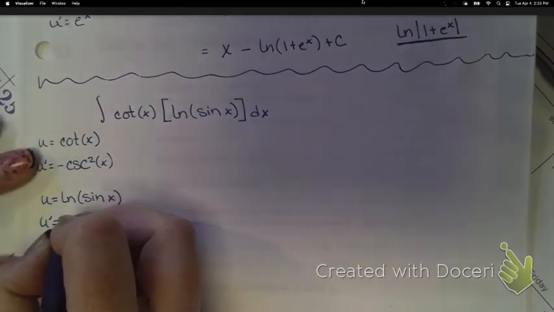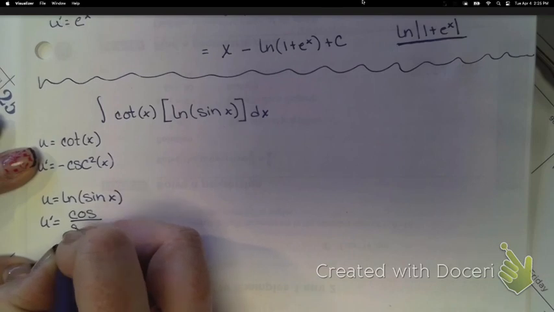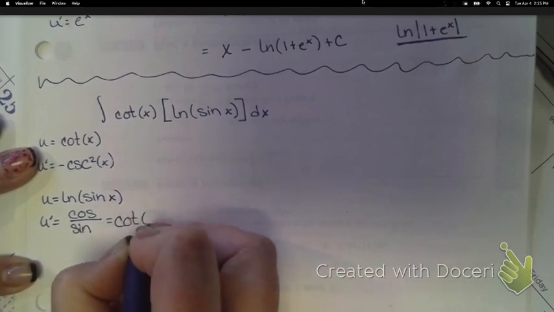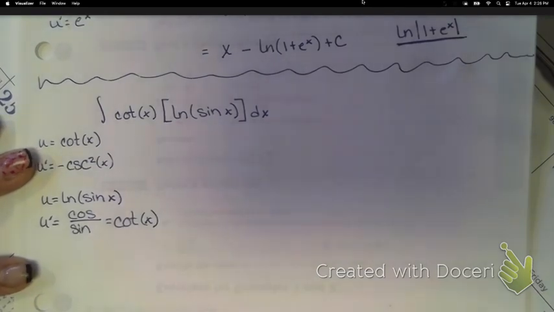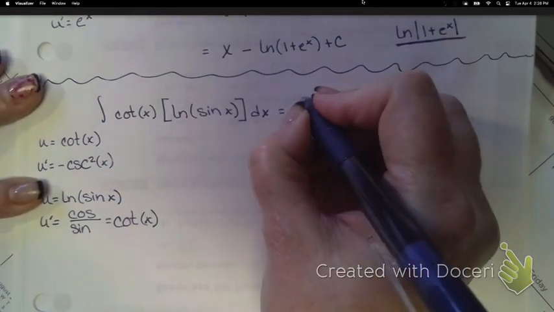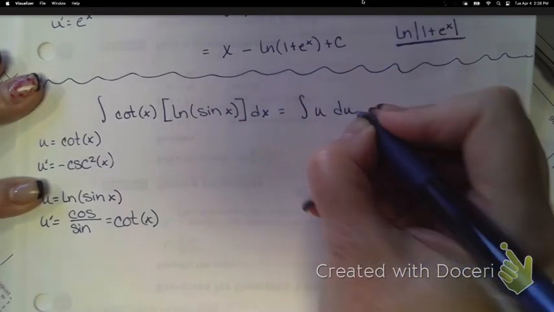Okay, so the integral is cosine over sine, which is what, guys? Cotangent. Does that get me somewhere? Yes. That gets me where I want to be, doesn't it? Well, I think I want to be there. So this is now just the integral of u du.